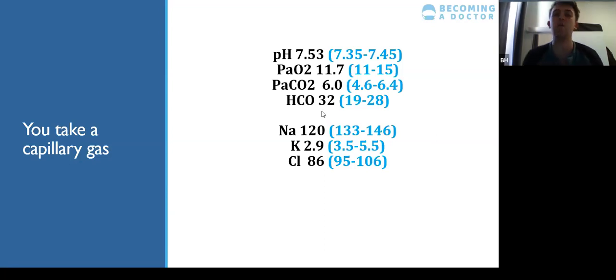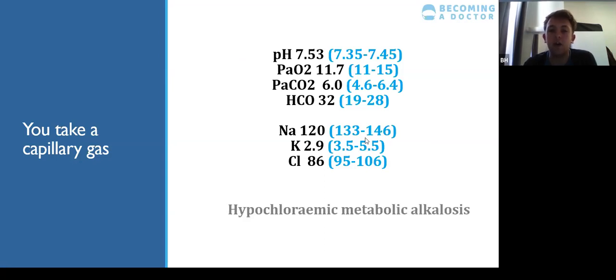And then we need to look at these electrolyte abnormalities as well. So our sodium's low, our potassium's low, and our chloride is low. So we call this a hypochloremic metabolic alkalosis. Now, something I didn't really understand when I think I was in 5th year is that these electrolyte abnormalities are really, really serious.